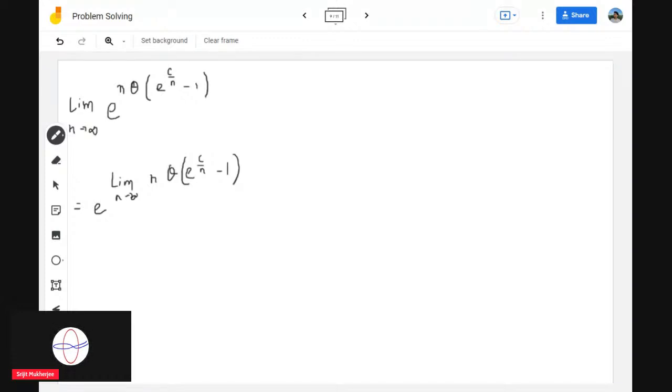Any ideas? So it's the same as asking the limit as n tends to infinity of n times (e to the power c by n minus 1). So how do you find out this limit?